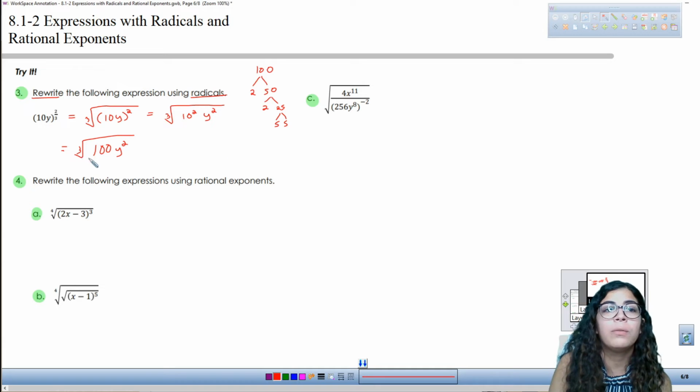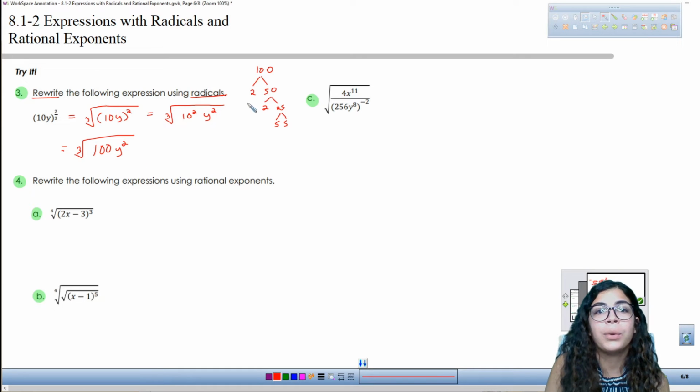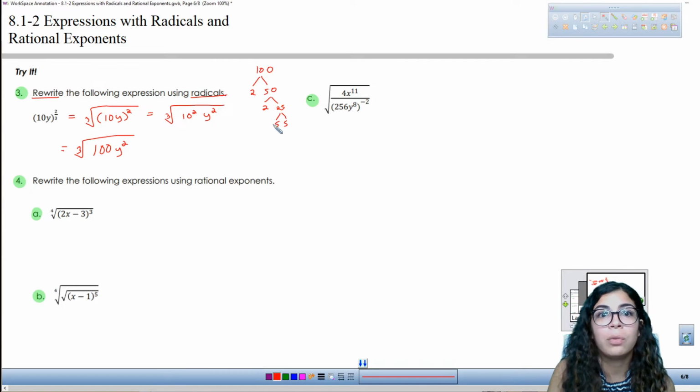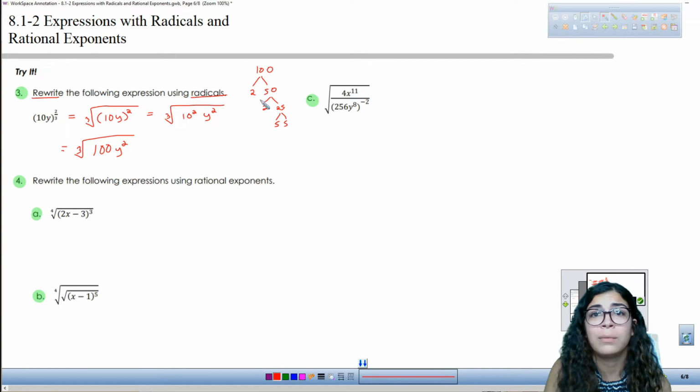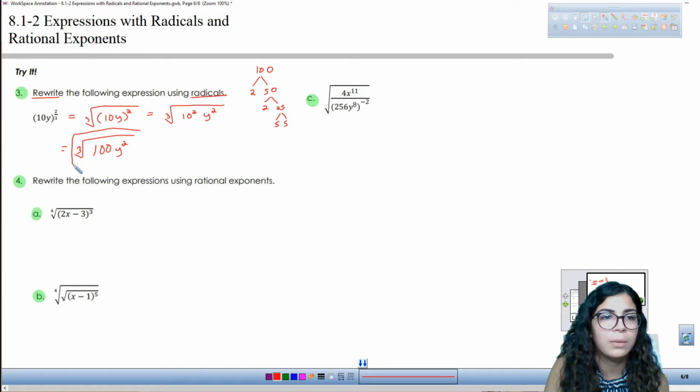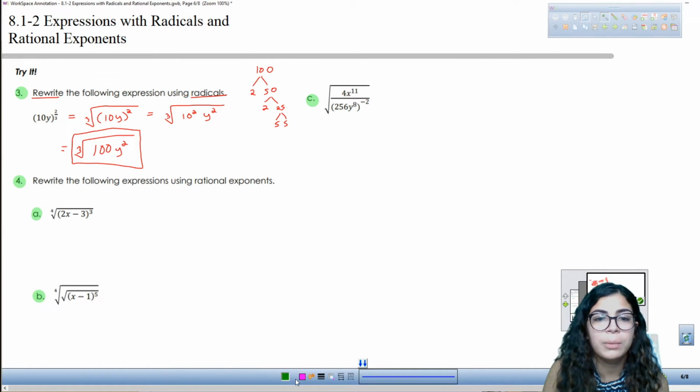Now, in order for this to simplify, I would have to have 3 full copies, because this is the cube root, 3 full copies of any of these prime bases in order for that number to come out. So since I don't have 3 full copies of any of the bases, I have 2 copies of 2 and I have 2 copies of 5, then this will stay like that, and that's as simple as we can get, okay? And that is our final answer for number 3.